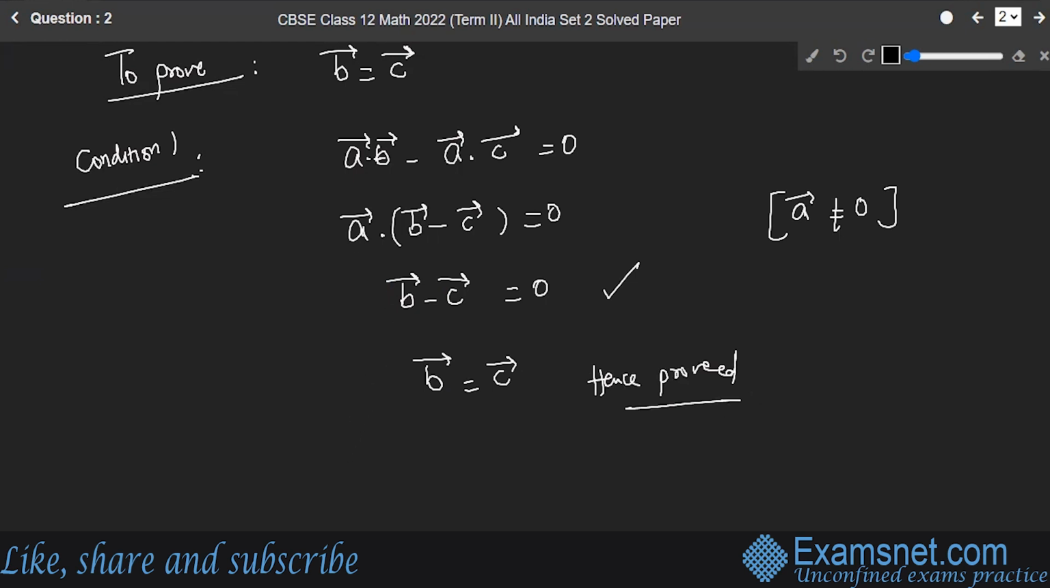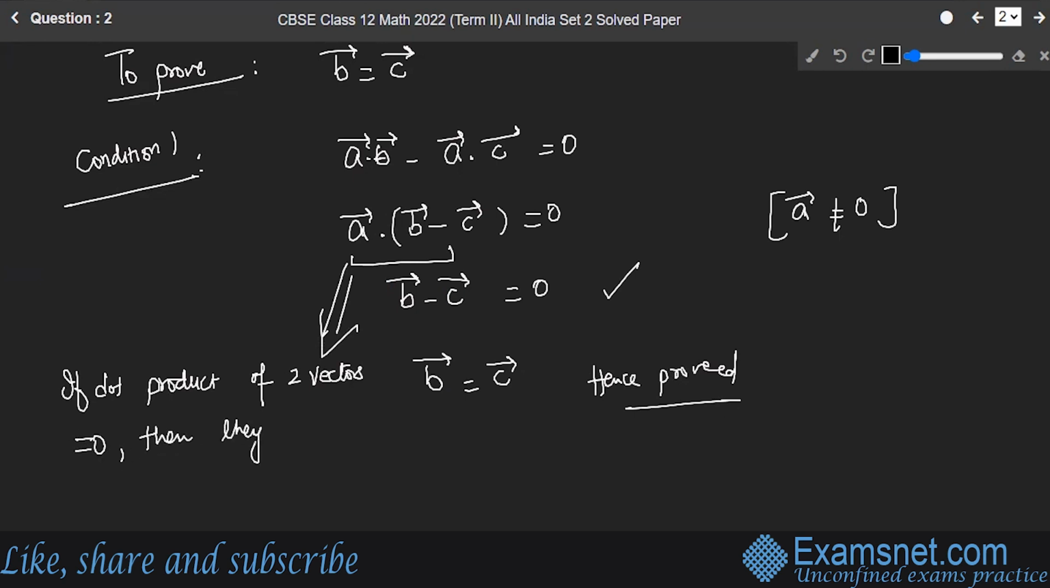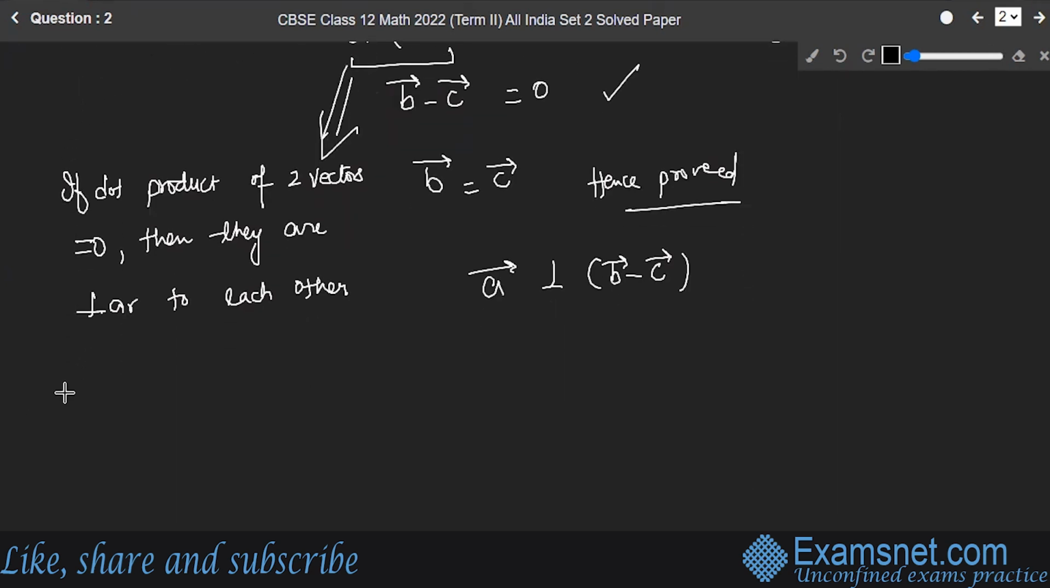Also, one more thing. If the dot product of two vectors is equal to 0, then they are perpendicular to each other. Correct? Which simply means A is perpendicular to the B minus C vector. Okay, now let's go with condition 2.